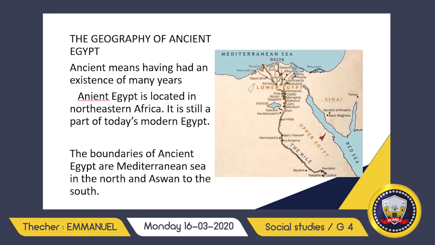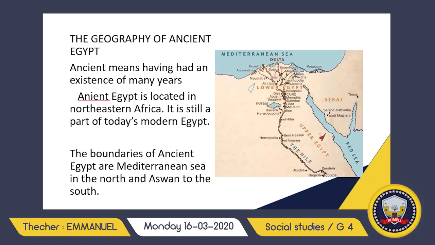The geography of ancient Egypt. Ancient means having had an existence of many years. Something that has been in existence for long, for many years.